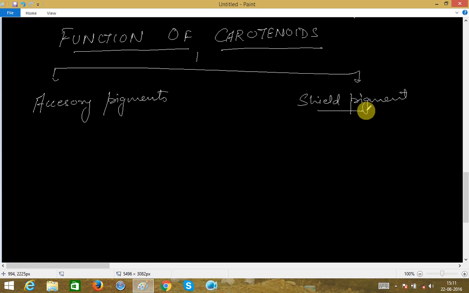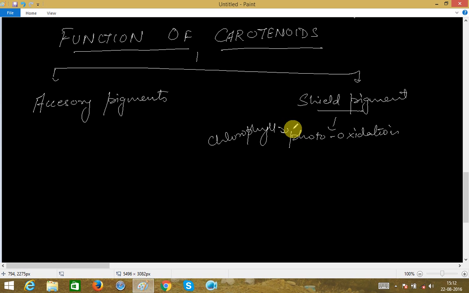So, it will be acting as a shield from what? Shield from photooxidation. It protects chlorophyll, any chlorophyll A, B or C, from photooxidation. Okay. Now let us discuss these two points one by one, accessory pigment and shield pigment. When you are talking about the accessory pigments, you know the main pigment in photosynthesis is chlorophyll A, the primary photosynthetic pigment, which actually absorbs the light energy and changes it into chemical energy. Primary photosynthetic pigment, that is chlorophyll A.